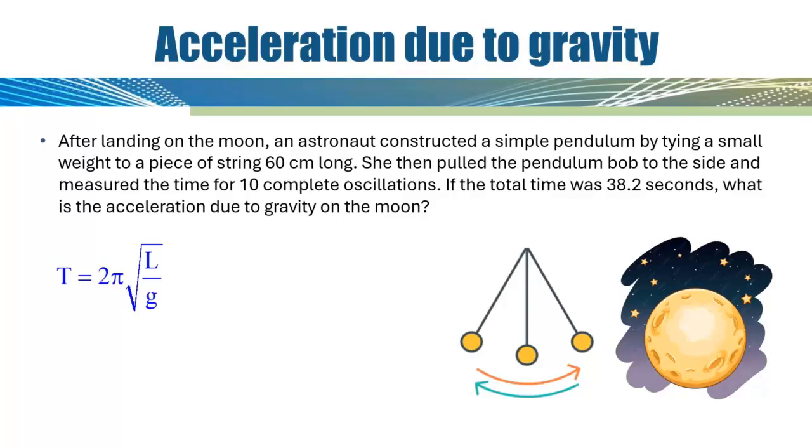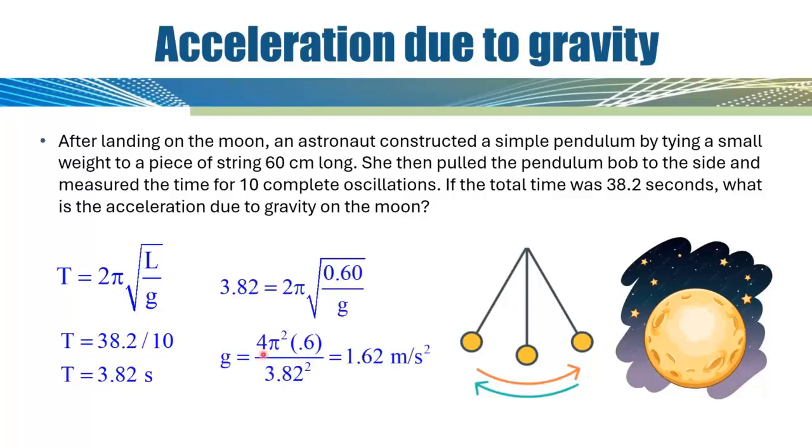So we can start by writing down the simple pendulum equation, and we know that it took 38.2 seconds for 10 oscillations, which means that the time for one oscillation is 3.82 seconds. So now I just plugged in my values, 3.82, and the length of the string, which I converted into meters, and I'm just going to solve for g. In doing my algebra, I chose to square everything and got an acceleration due to gravity of 1.62 meters per second squared on the moon.